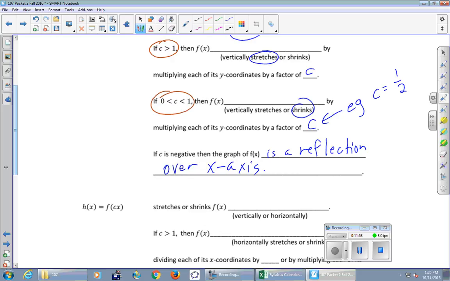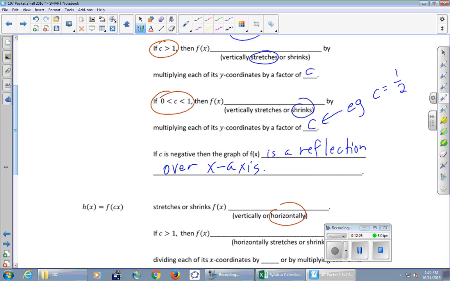Okay, and then the next piece here is related to this brand new function f of cx. Now the c is inside the function. Pre-operation is what we've been calling it. Is that a vertical or horizontal thing? That's a horizontal thing. We're inside the function. If c is greater than 1, this is the part that I'm not thrilled with. What's the answer? Is it a stretch or a shrink? It's a shrink. I'm not thrilled. It's just the right answer.